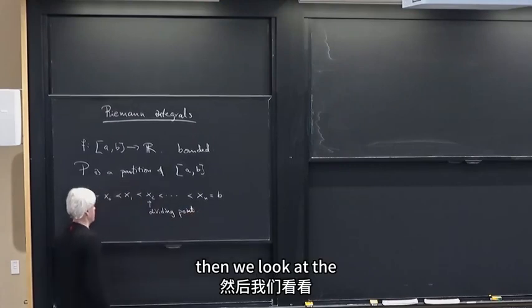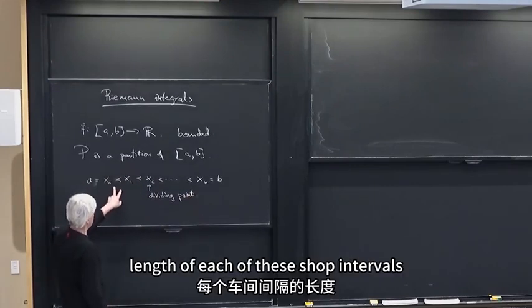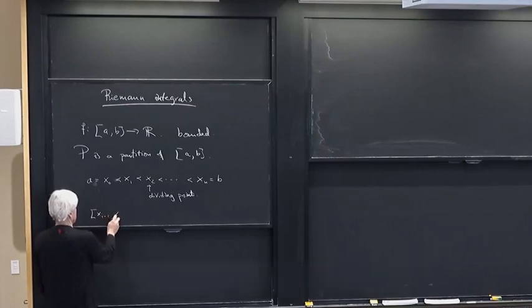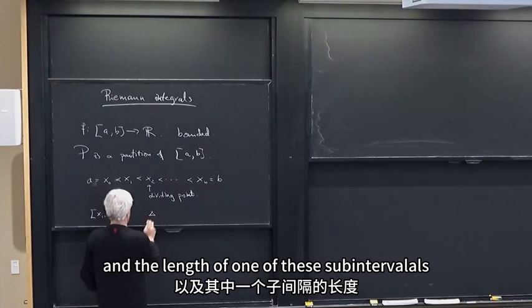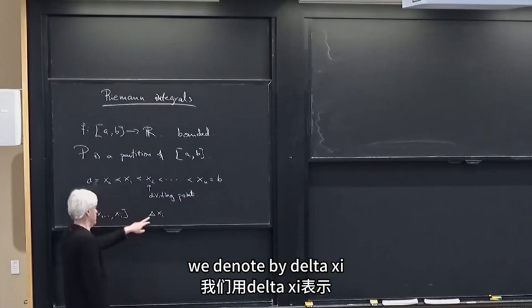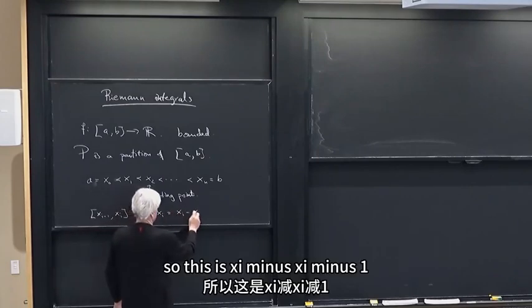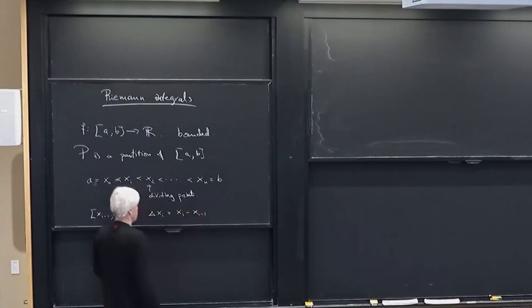Then we look at the length of each of these subintervals. So we have the subinterval from xi minus 1 to xi, and the length of one of these subintervals we denote by delta xi. And so this is xi minus 1.